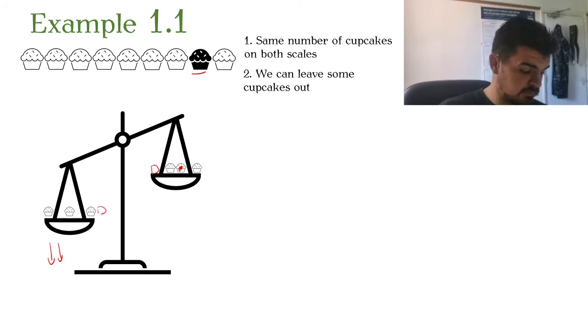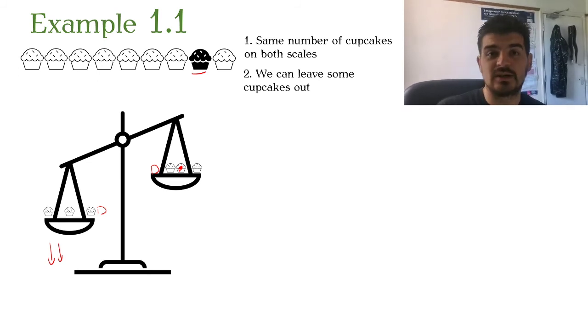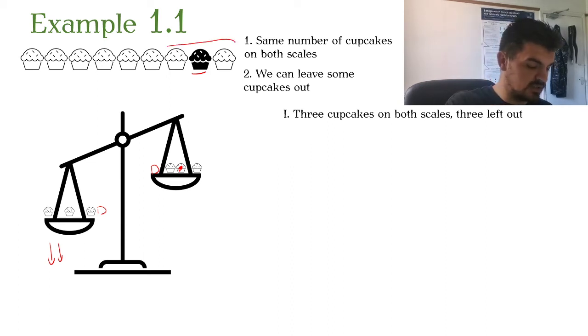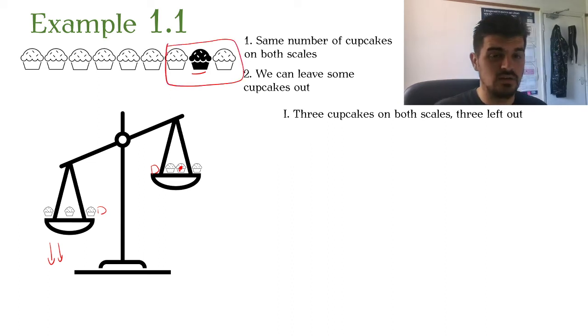So actually, the initial idea was the best one. We put 3 cupcakes on each side, okay? That's how we start. 3 cupcakes on both scales, and 3 are left out. In this case, if you do it like that, we know, let's say that those 3 are left out, right? So regardless of what happens, we are always left with 3 cupcakes, and we know that one of those 3 cupcakes has the ring, right?